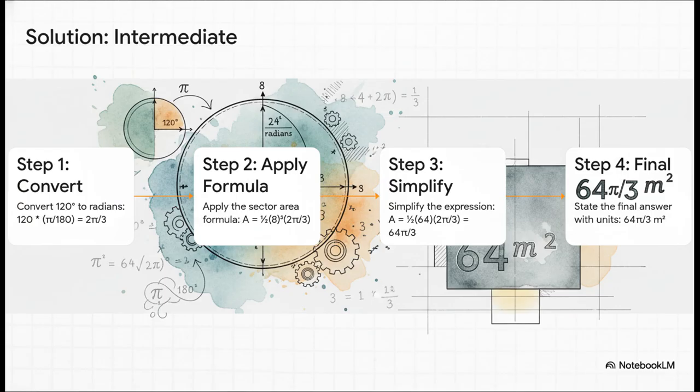Step 1, no exceptions, is to convert 120 degrees into radians. We do that by multiplying by pi over 180, which simplifies down to 2 pi over 3. Now we can use our formula.